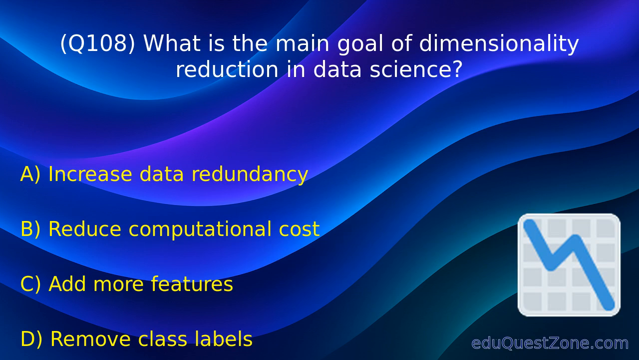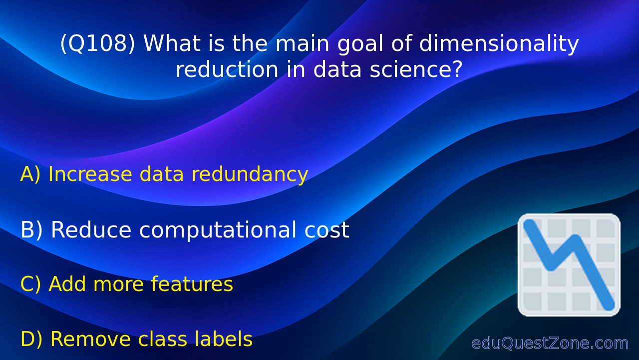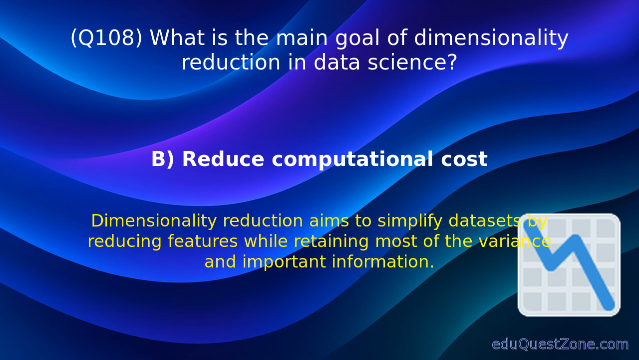Question number 108. What is the main goal of dimensionality reduction in data science? Option B. Reduce computational cost. Dimensionality reduction reduces features while preserving important information.